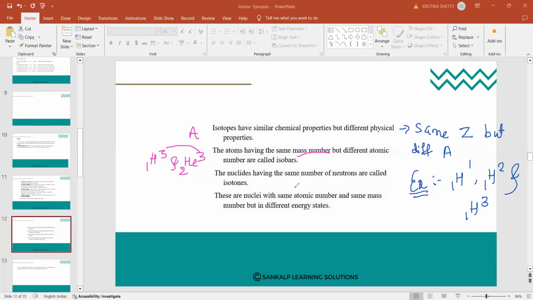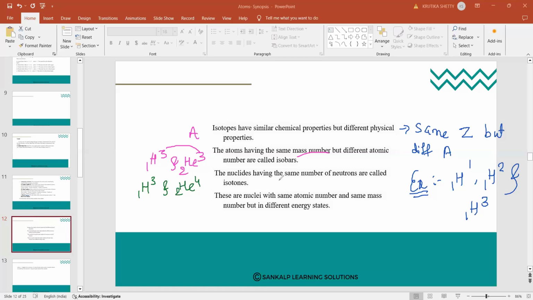So these having the same neutron number but different atomic number are called what? That is isotones. Examples of isotones are H 1 3 and helium 2 4.